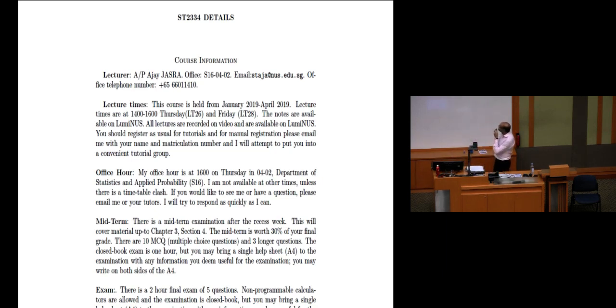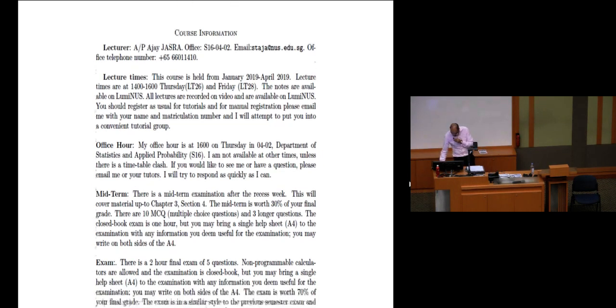So just some logistical details. All this information is again on the LUMI-NUS system. This is group 2. We're in LT26 today, LT28 tomorrow, 2 to 3:35. The registration for tutorials is already done, but if you're doing manual registration, please go ahead as usual.